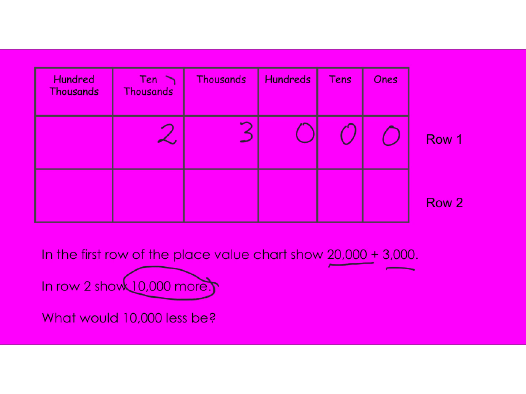Now in my second row, I'm going to show 10,000 more. So I'm going to go to my 10,000s, and I'm going to go one more, which is 3. And then all the rest of my digits are the same. So this shows 10,000 more.